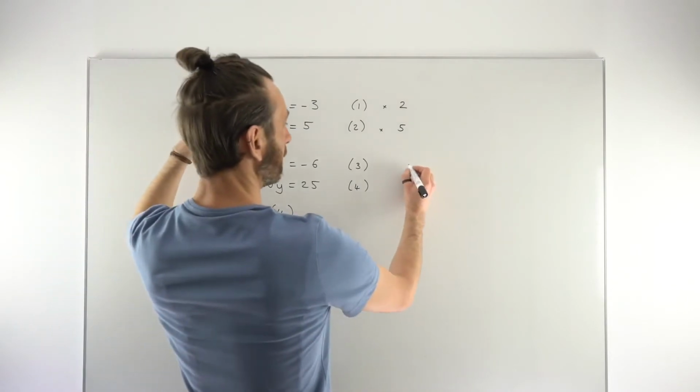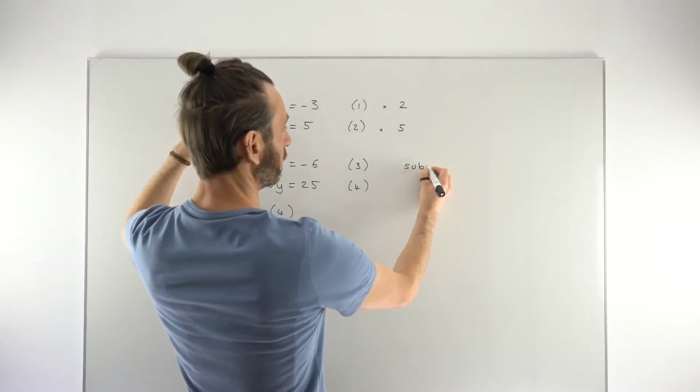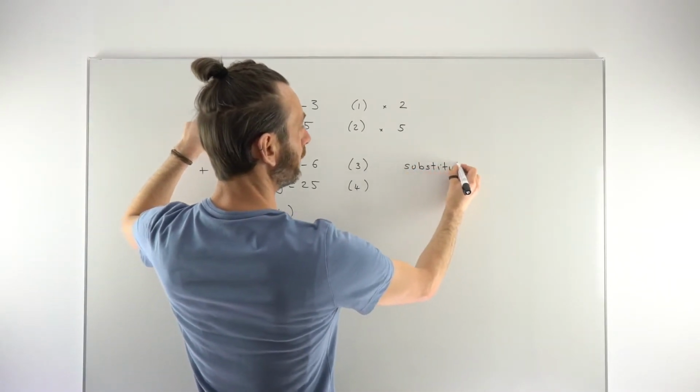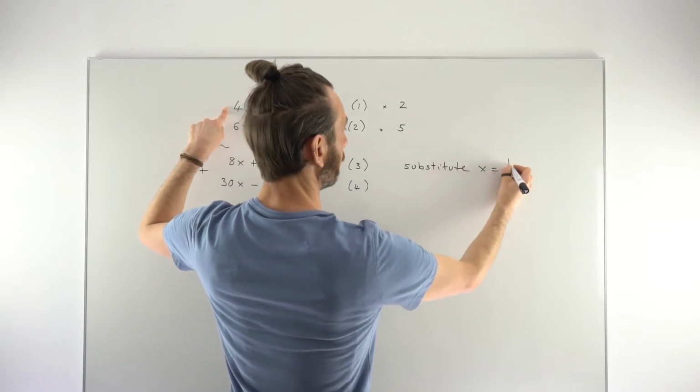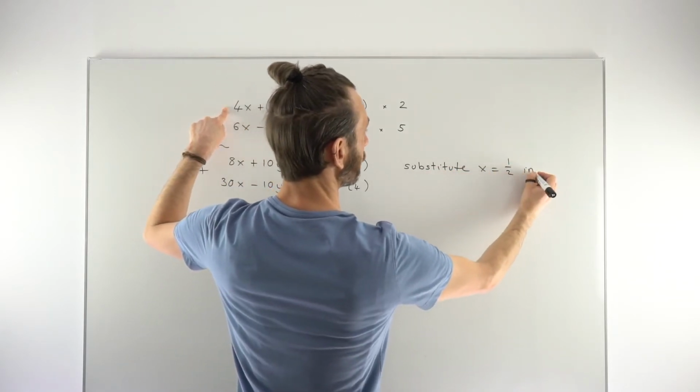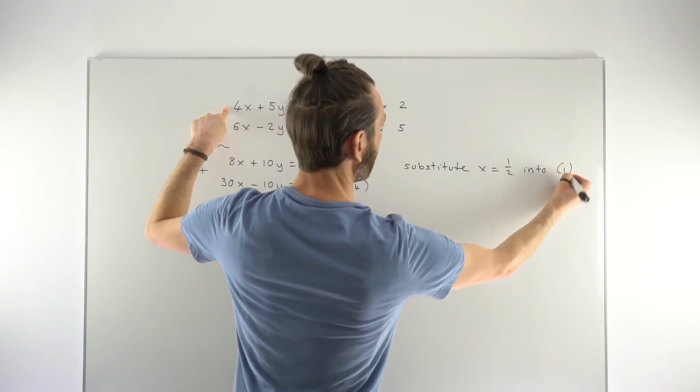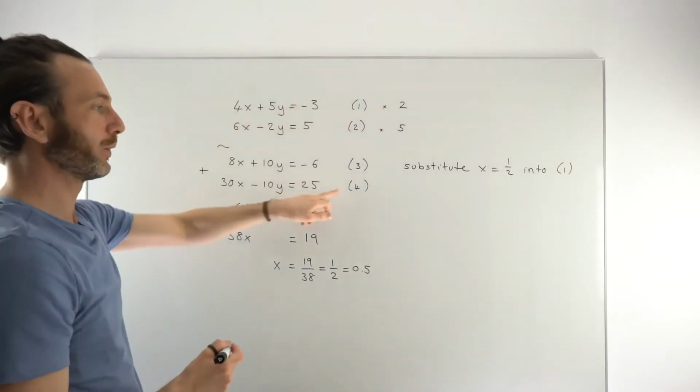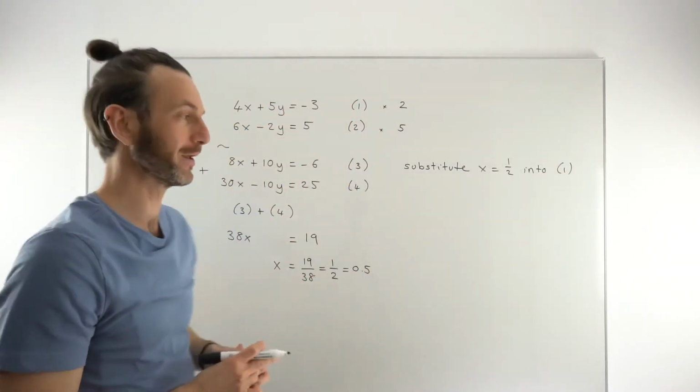So what we're doing here, we're going to say that we're going to substitute x equal to 1/2, and we're going to substitute that, in my case, into equation 1. But it doesn't matter which of the 4 equations you use, you'll still get the same answer for y.